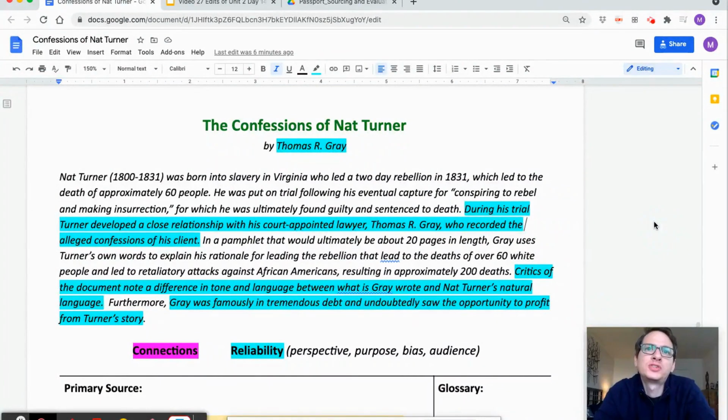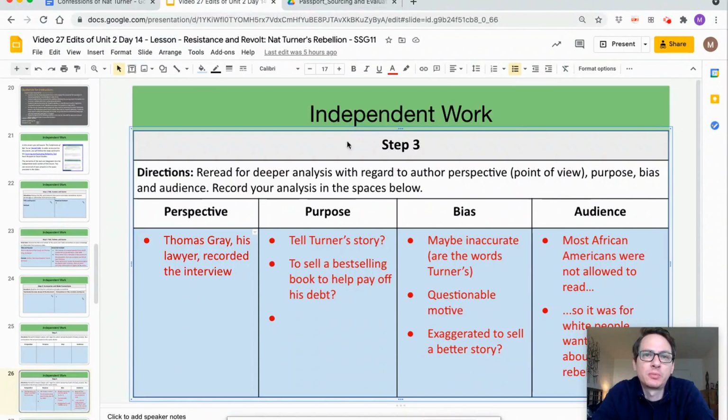If I take all this information from the headnote and enter it into the sourcing and reliability tool step 3, it's going to look something like this. And mind you, we didn't even start rereading the text itself yet to look for these things. And that's what makes this source so unique, is that it's the narrative of a person told through the words of another individual whose reliability might need some serious consideration.